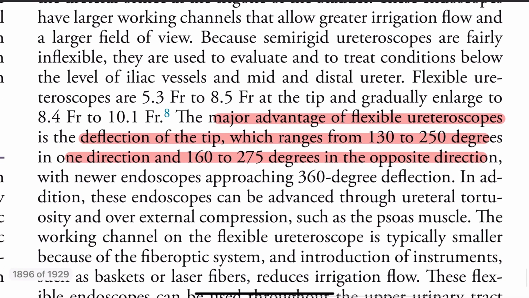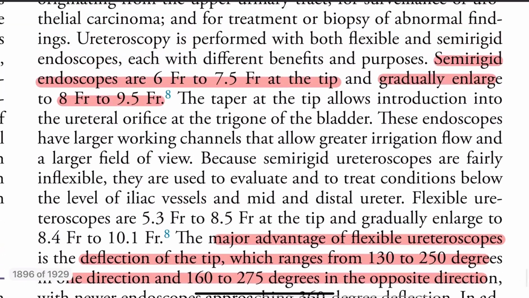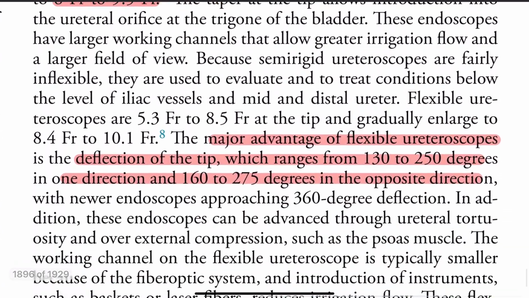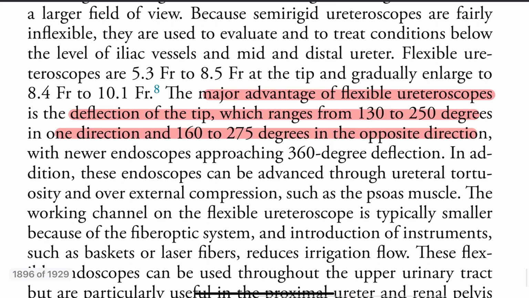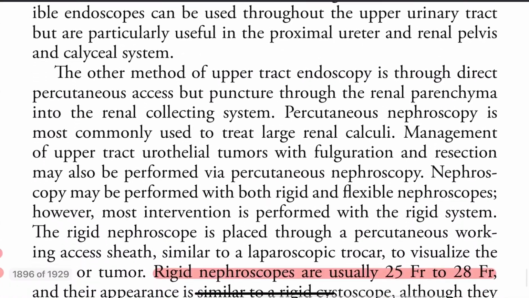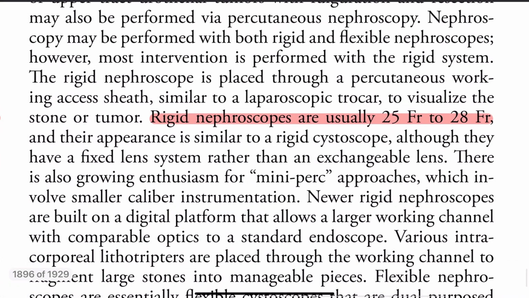Then the advantage of the flexible ureteroscope: deflection at the tip ranges from 130 to 250 degrees in one direction and 160 to 275 degrees in the opposite direction. Not that important. The rigid nephroscope is usually 25 to 28 French. Remember this nephroscope.